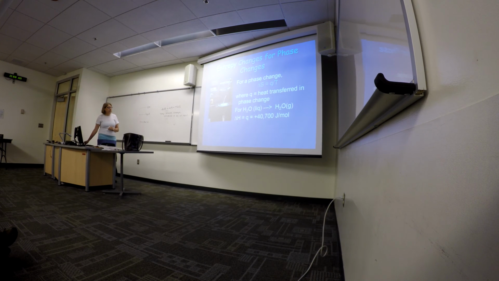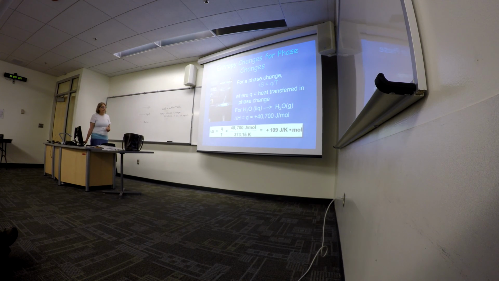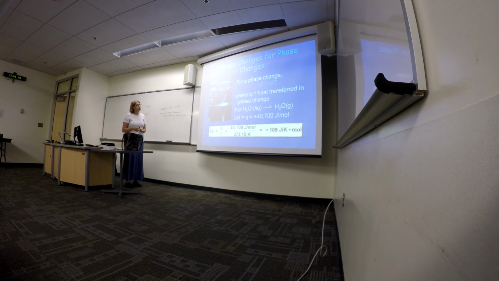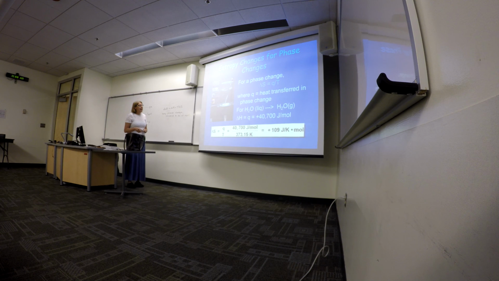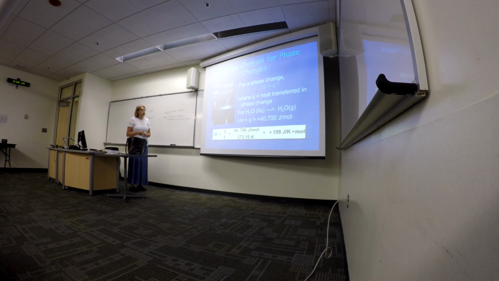Our delta H is equal to 40,700 joules per mole. That would be a measured amount. So our delta S is equal to our heat transferred divided by the temperature at the phase change, plus 109 joules per Kelvin mole.